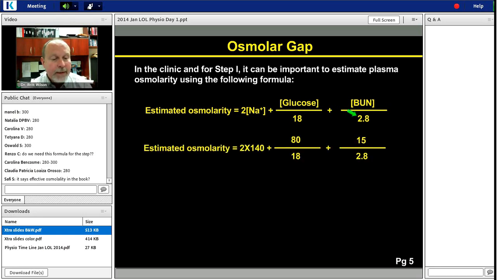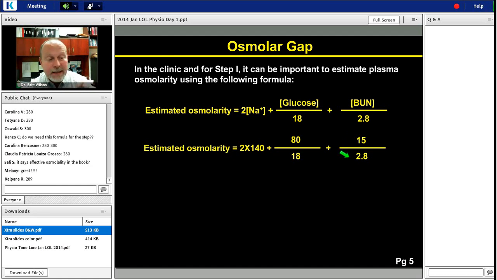All right, so let's put in our normal numbers from our BMP. Sodium is 140, glucose is 80, blood urea nitrogen is 15. So 2 times 140 gives me 280. 80 divided by 20 is 4. 15 divided by 3 is 5. That comes out to 289.